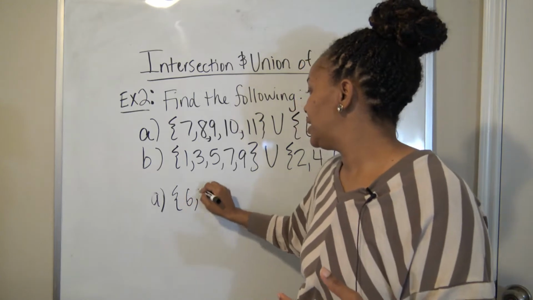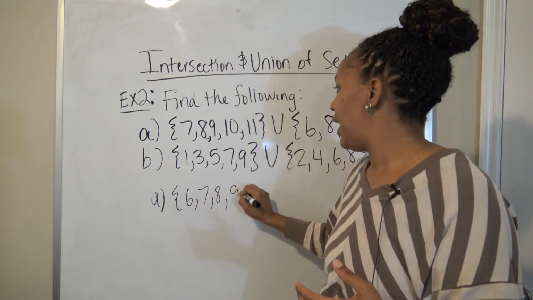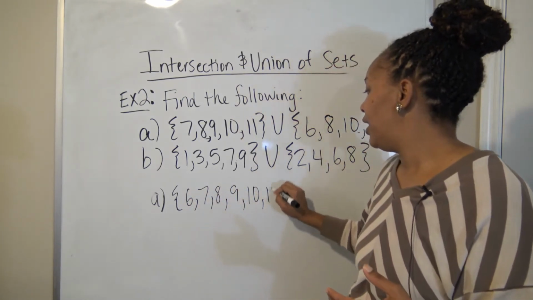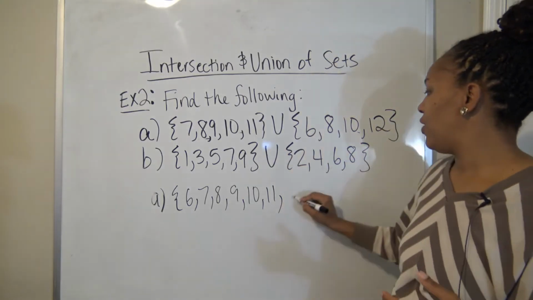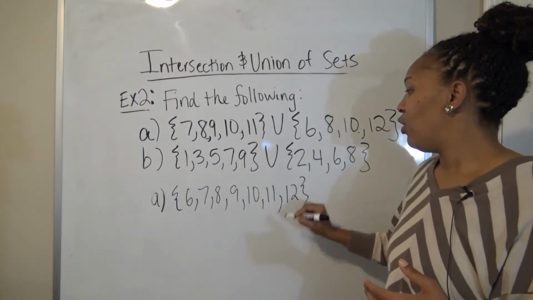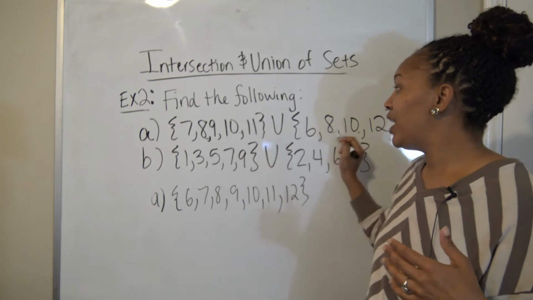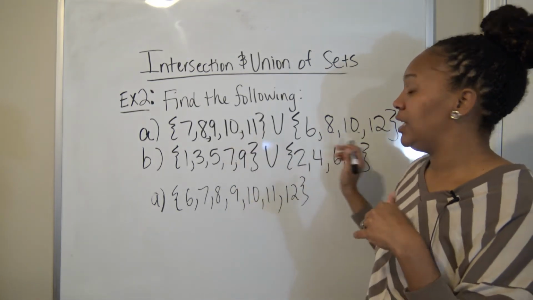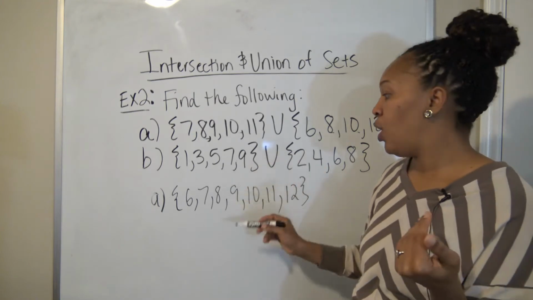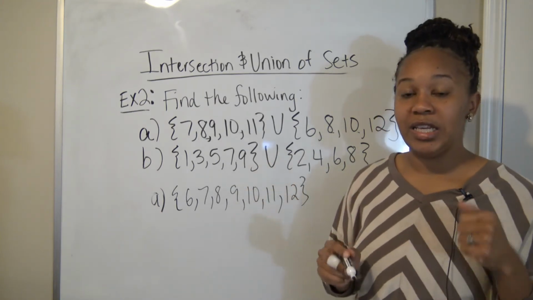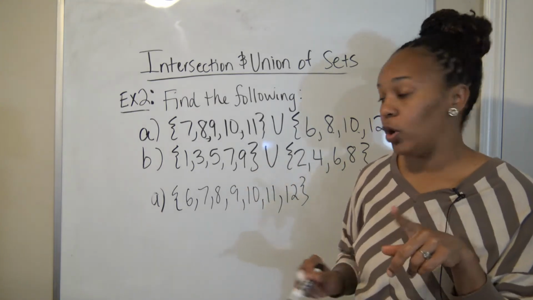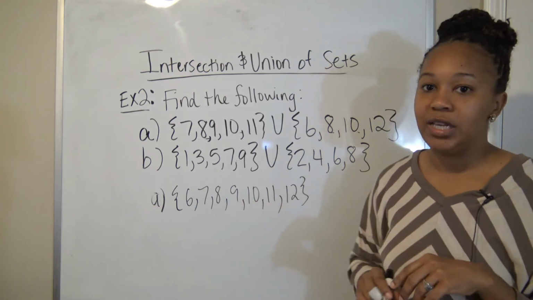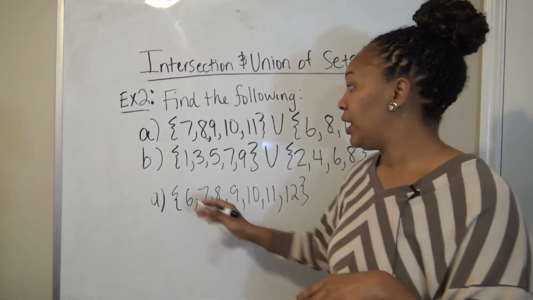So we have 6, 7, 8, 9, 10, 11, and then this set also has 12. So for the union of those two sets, you take all of the sets and you list them out. And although they have 8 and 10 in common, which we know from the last example, you don't have to list 8 and 10 twice. You only list those once. So notice I only have 8 and 10 listed once, okay? And I've written them in order.